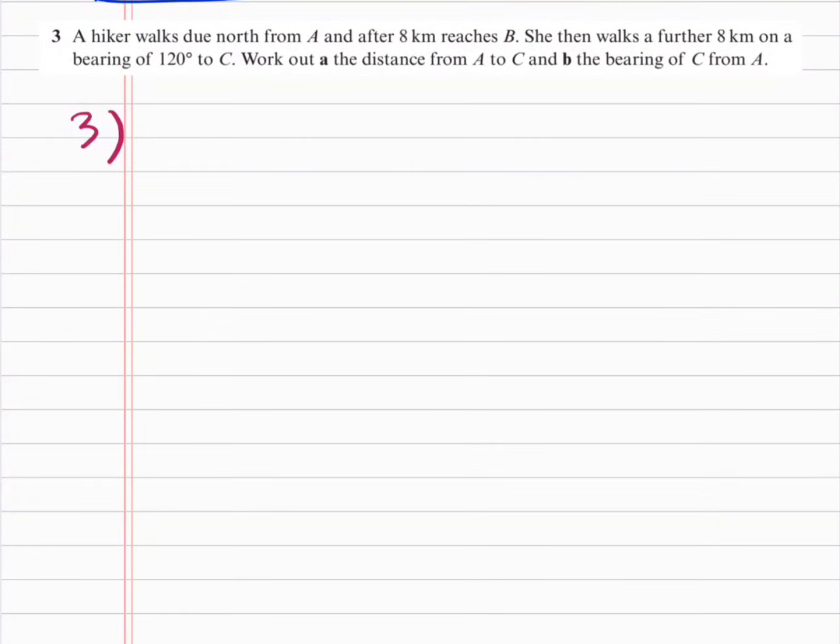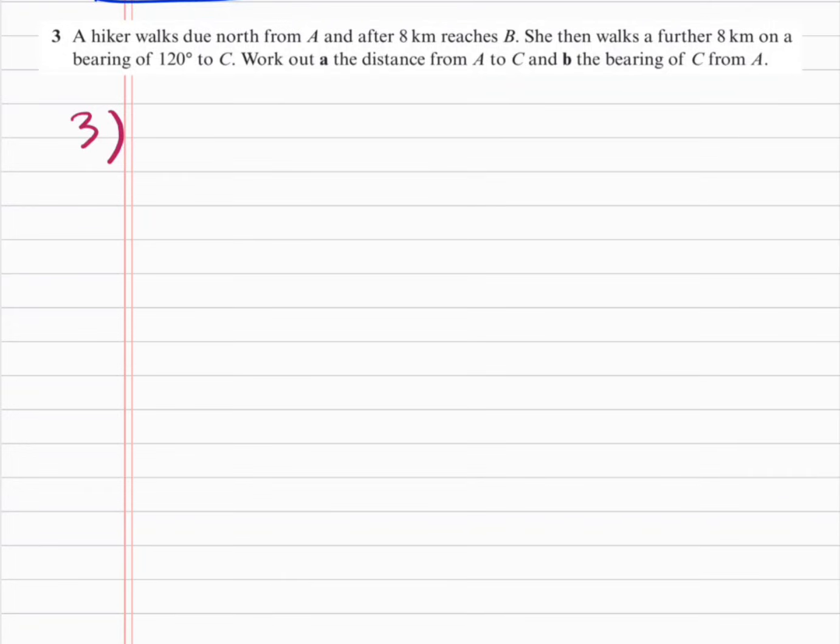Hi everyone, this video is on exercise 9e question 3. It's an interesting question that can seem complicated, but it's actually very simple. So we have a hiker who walks due north from A and after 8 kilometers reaches B.